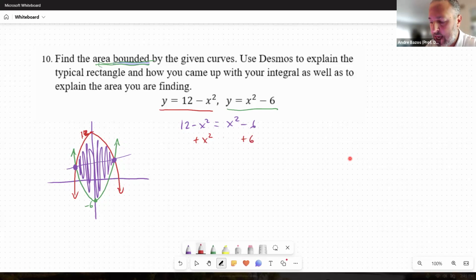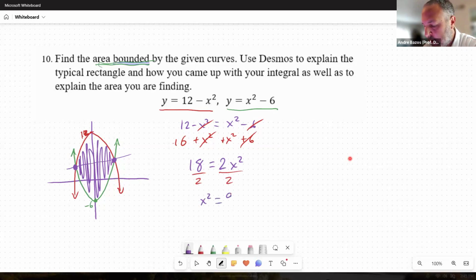So I'm going to add x squared to get this x squared to cancel. I'm going to add 6 on both sides to get this 6 to cancel. So what do I get? I get 18 on this side equals 2x squared. If I divide by 2, I'm going to flip-flop the x squared. I get x squared equals 9.